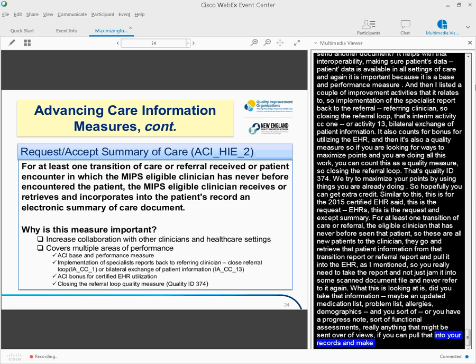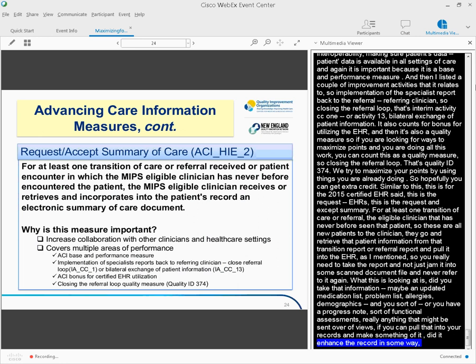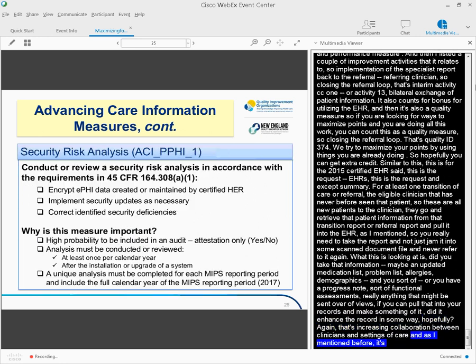As I mentioned before, it's all the same. Advancing care information based on performance score. It's the same improvement activities, and it's also part of that closing the referral loop quality measure.